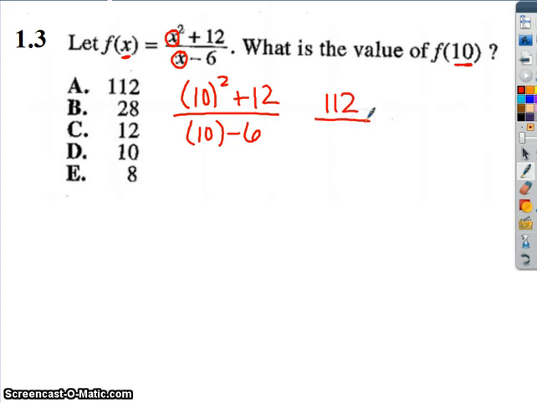You do want to do the top and the bottom separately. If you type it in the calculator all at once, you most likely will do it wrong and get the wrong answer. And on the bottom, 10 minus 6 is 4. So now 112 divided by 4 is equal to 28. Okay, so just evaluating, plugging in.